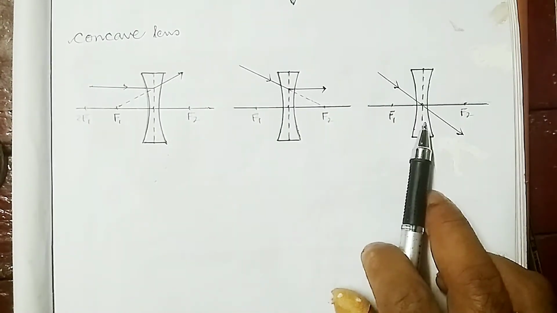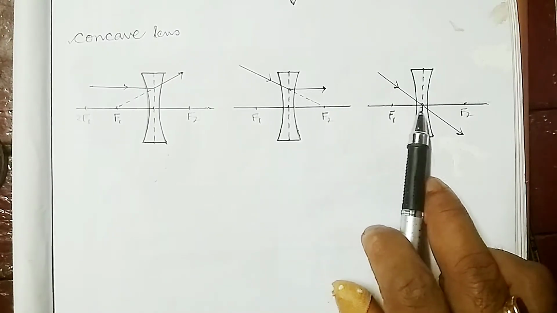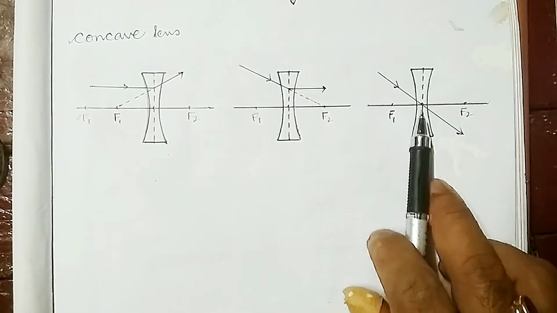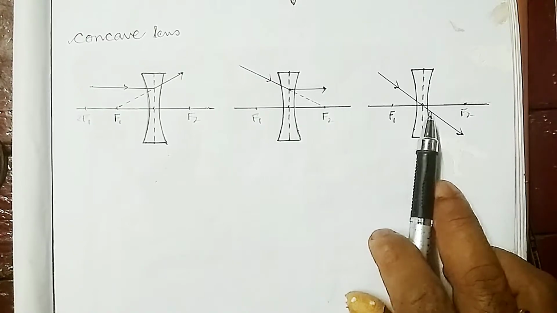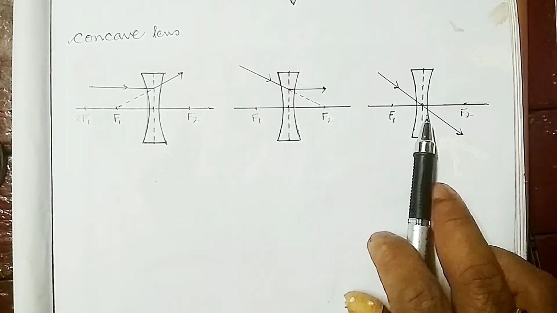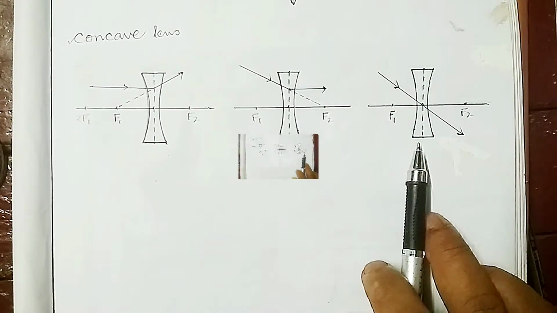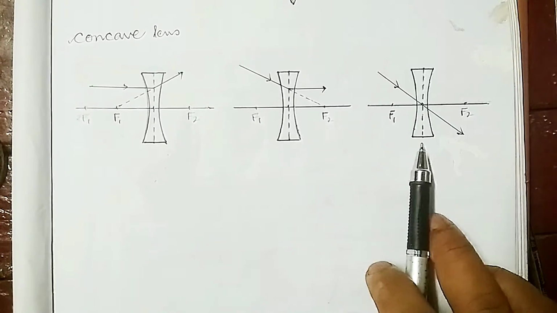And the third case is similar to the convex lens: any ray of light which passes through the optical center goes undeviated. That means a ray of light which passes through the optical center of a concave lens does not suffer any refraction, and it passes through the lens without any deviation. These are the rules that we have to follow while drawing images in the case of convex and concave lenses.